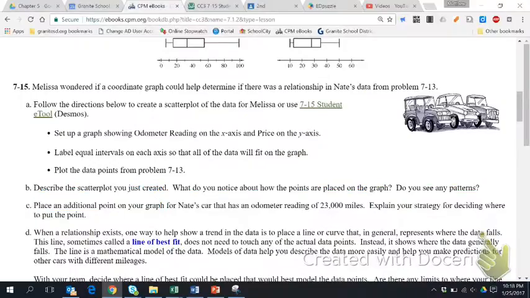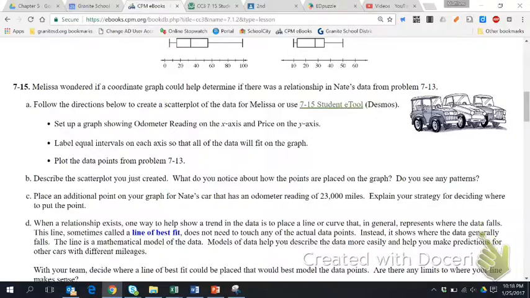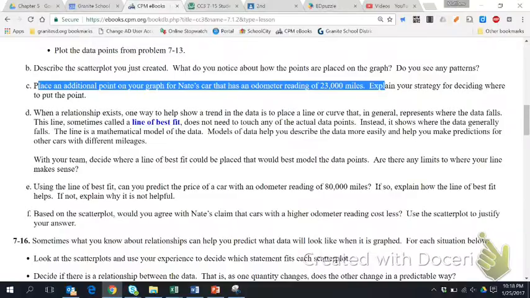Let's look at C. Once again, make sure to write in the answer. Place an additional point on your graph for Nate's car that has an odometer reading of 23,000 miles on it. Explain your strategy for deciding where to put this point. Alright, so we're going to make a point for his car that has an odometer of 23,000 miles. You'll notice that in this chart that we had originally, right up at the top, the odometer readings were for X, and rather than writing out a full 23,000, we just put in 23.